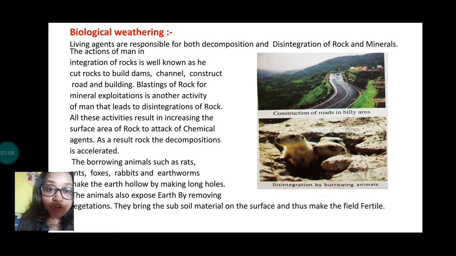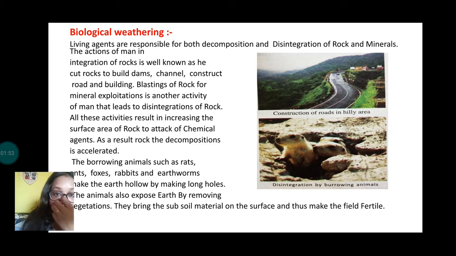How are they responsible for the decomposition and disintegration of rock? You know that day by day humans construct buildings, roads, channels, and dams. These are done after the blasting of rock, and they also do it for mineral exploration. So all of these are responsible for the disintegration and decomposition of rock. They also have to break down the rock, and when they break it down, disintegration and decomposition already happen there.